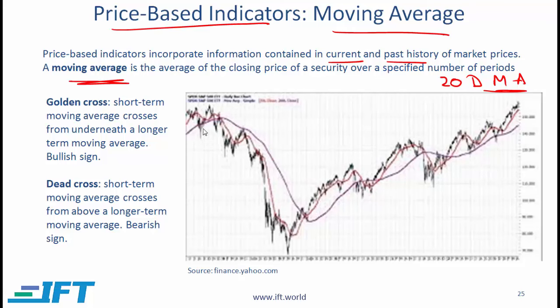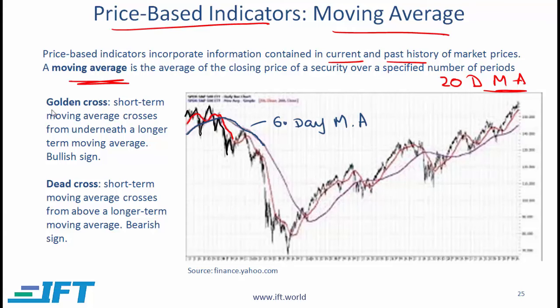Let us try and understand how to take advantage of this concept. What you are looking at here is three graphs, and in black I am going to identify the underlying stock movement. In red we have the 20-day moving average, and in blue we will put in the 60-day moving average. So the blue is the 60-day moving average and the red is the 20-day moving average.